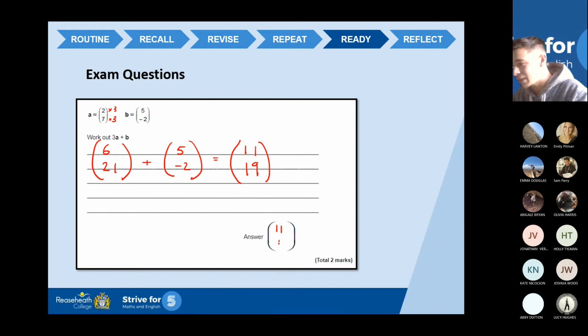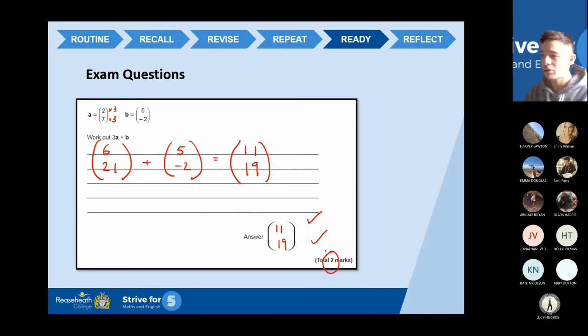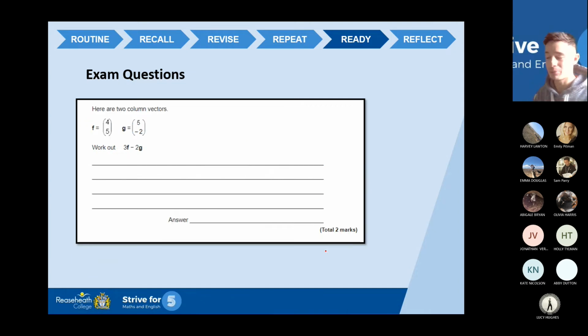11 and then 19. 2 marks. 1 mark for 11, a second mark for 19. That's how the marks are distributed, okay? So ensure you're getting those finer details correct. And that's an extra 2 marks at the end of a paper you can add to your score, which could be the difference. So always remember, what you're doing now could be the difference. So well done if you're here.